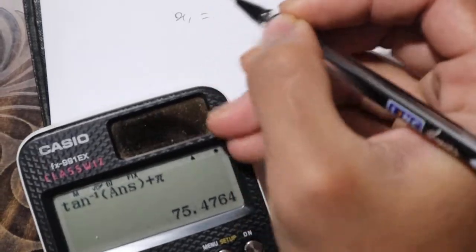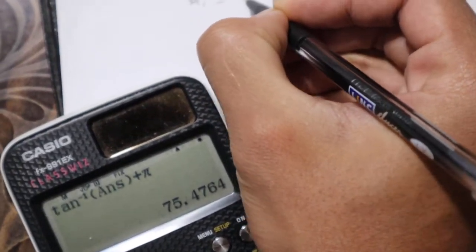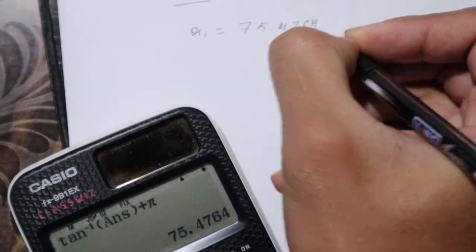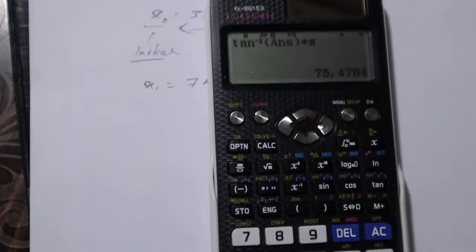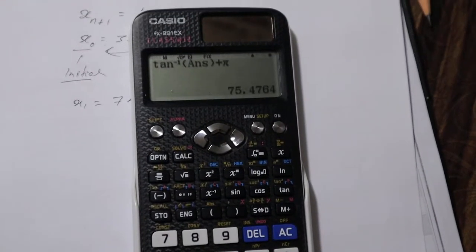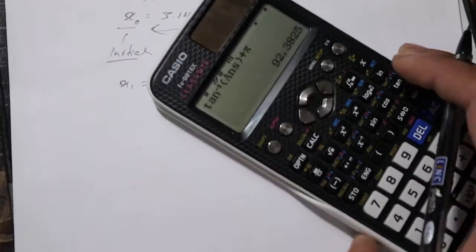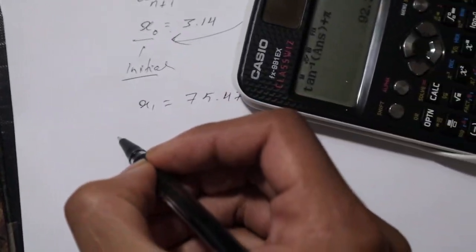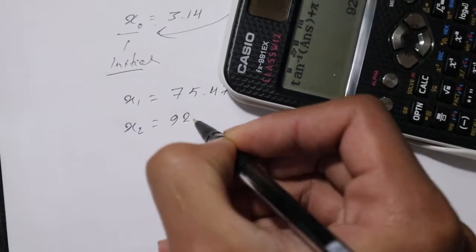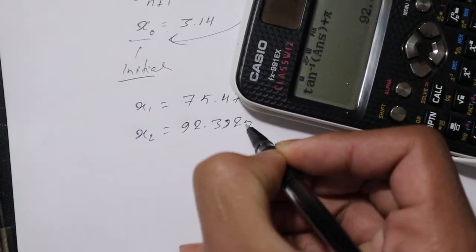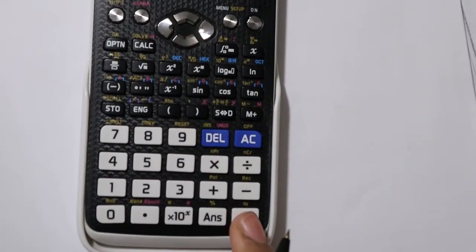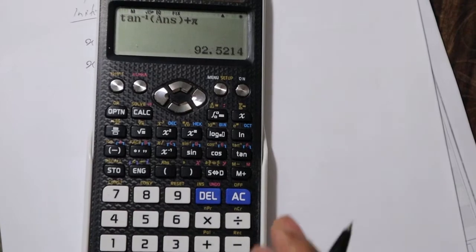7 point, okay, so 75.4764, and then after, again click equals to, this is our x2. Our x2 is 92.3825, and then after again press equals to, this is our x3.